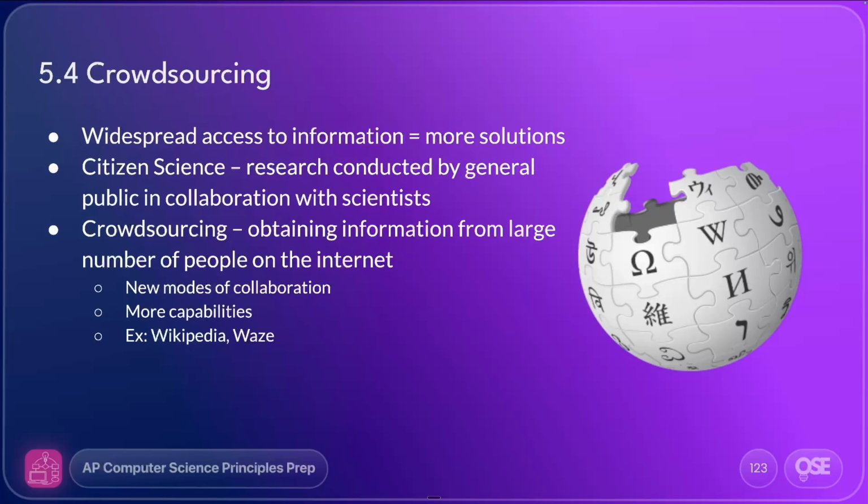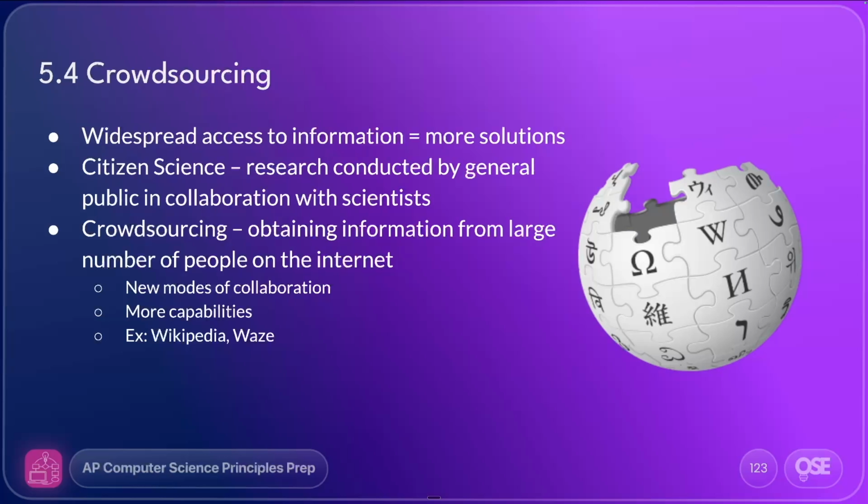Important topic for you to know is crowdsourcing. The widespread access to information led to more solutions, and this created different methods that people collaborate. Citizen science is when research is conducted by general public in collaboration with scientists, and crowdsourcing is when information is obtained from a large number of people on the internet. This results in new modes of collaboration and new capabilities, since you have way more people working together.